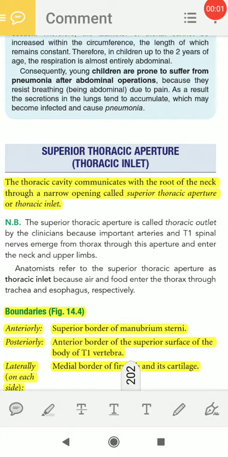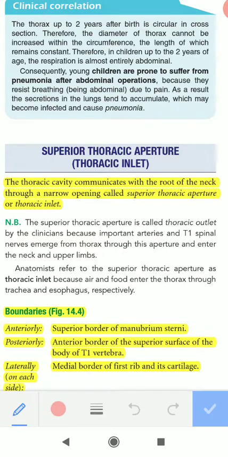Now we will read about the thoracic inlet. The thoracic cavity communicates with the root of the neck through a narrow opening that is known as the superior thoracic aperture or thoracic inlet. Okay, so we should know the boundaries.